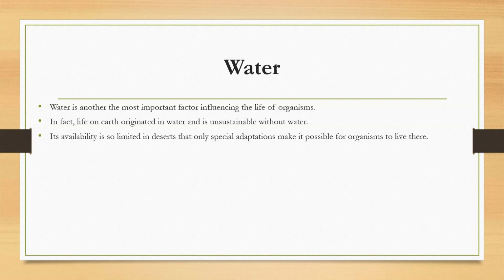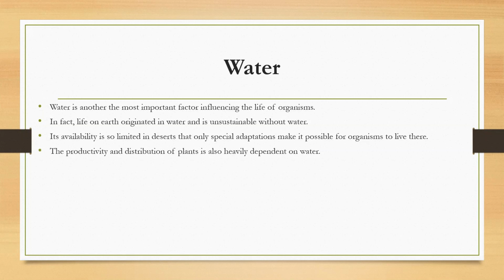Its availability is also limited in deserts, and only special adaptations make it possible for organisms to live there. That means the distribution or availability of water is not uniform on the earth. Just like temperature variation, there is a variation in the distribution of water, especially potable water, the water which is suitable to drink. So its availability is very much limited in deserts. So plants with only xeric adaptations can survive in the deserts.